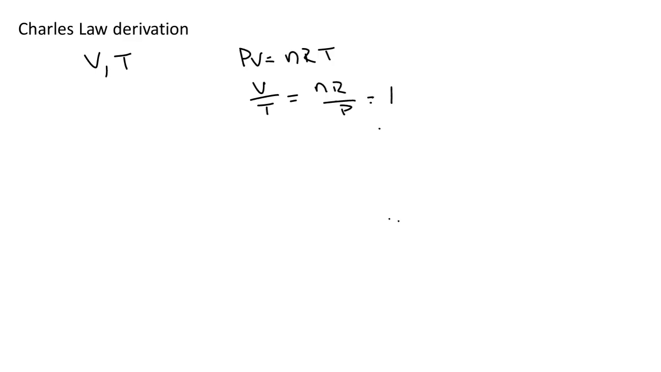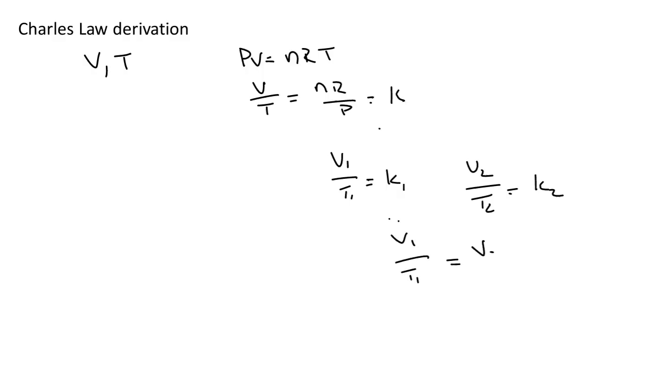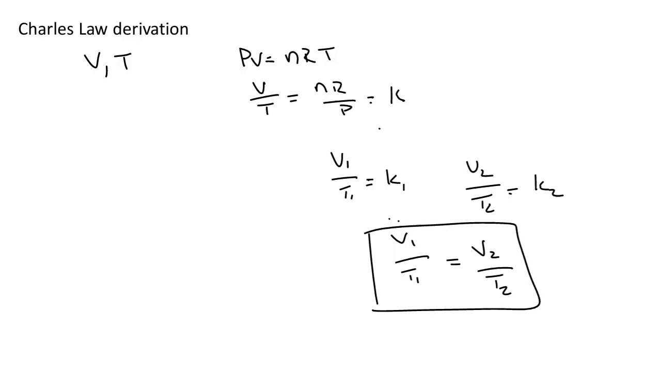I'm going to say that's a constant again. So V1 over T1 is going to be K1. V2 over T2 is K2. So V1 over T1 equals V2 over T2. And that's my Charles' law equation.